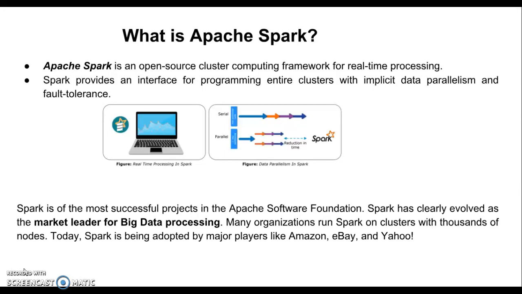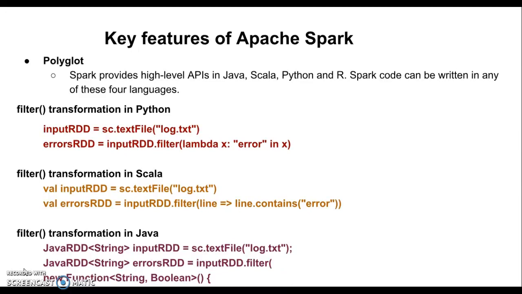Now let's talk about some key features of Apache Spark. Spark has so many features, and I try to list some of them here. One is polyglot. Polyglot means you can write your Spark application in any of 4 languages. You can directly use the Spark API in Scala, Java, R and Python, so engineers from any of these backgrounds can easily understand and use Spark.